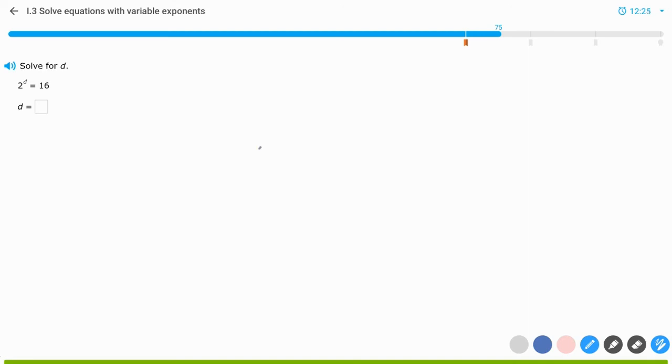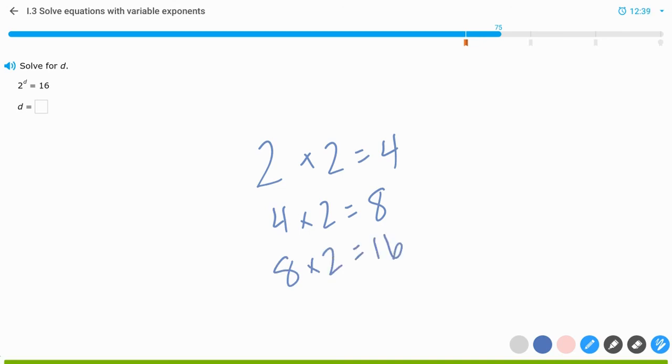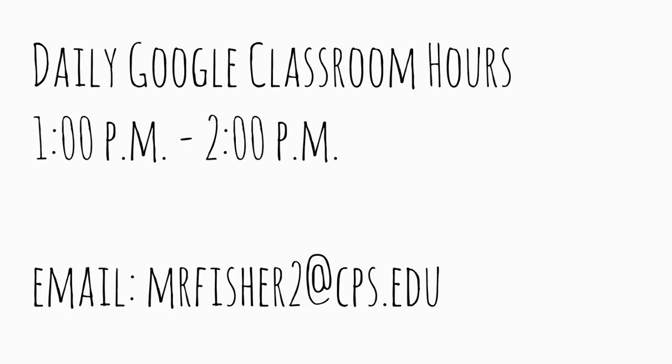This one I believe is going to be 2 to the 4th power. 2 times 2 is 4. 4 times 2 is 8. 8 times 2 is 16. So you can think of this. Again, this is a different way to think about it. This is 2 squared. This is 2 to the 3rd power. This is 2 to the 4th power. There's just lots and lots of different ways that you can think about it.